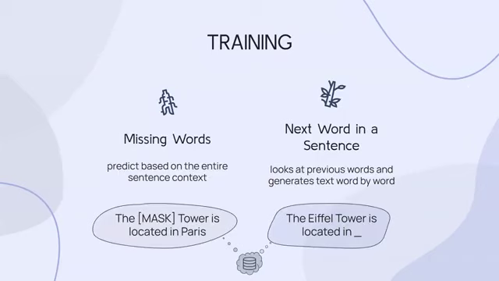One is this masking technique, where it has a missing word in a sentence, and it has to predict what word could possibly go there. Or it has this idea of what the next word in a sentence could be. So it uses both of these techniques to train the model so that it's able to become better or more conversational.